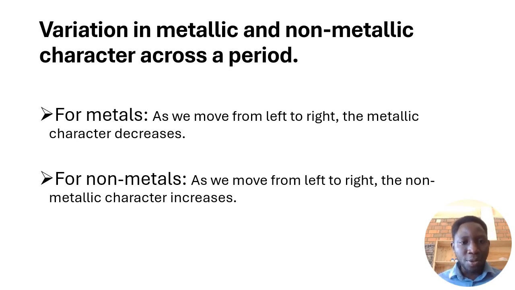We have to know the difference between these metals and the non-metals. For metals, from left to right, the metallic character decreases. For the non-metals, it is the opposite. As we move from left to right, the non-metallic character increases.